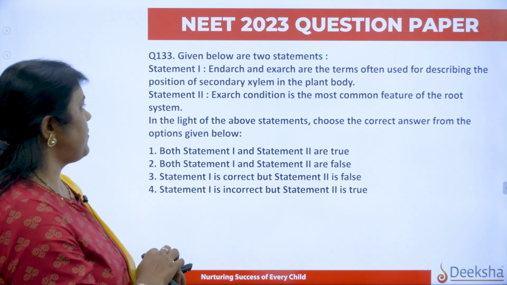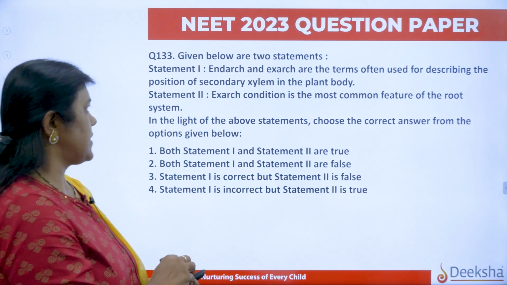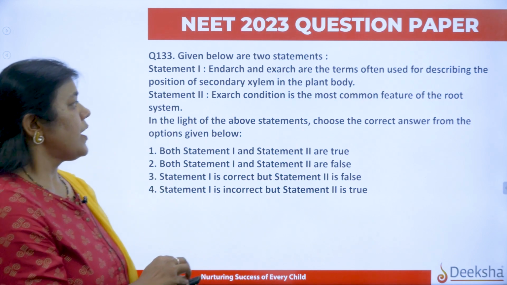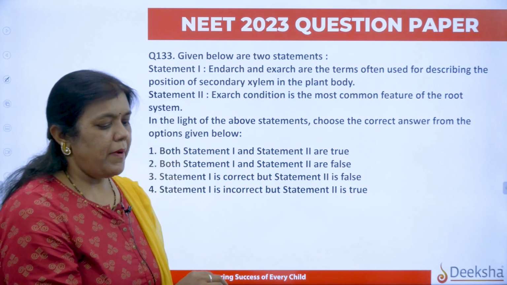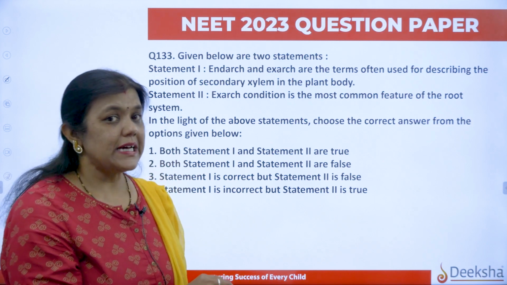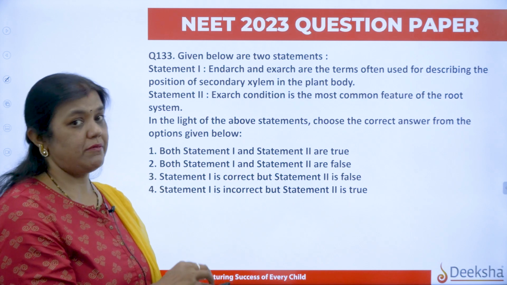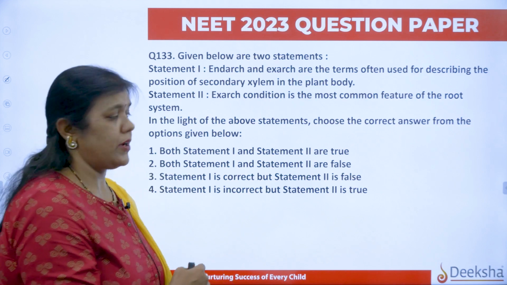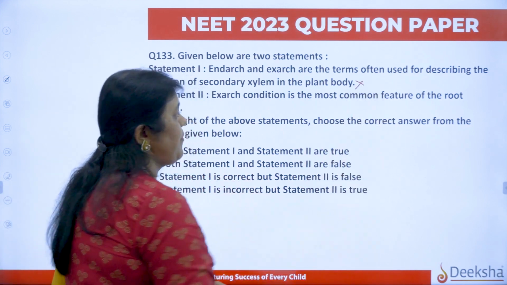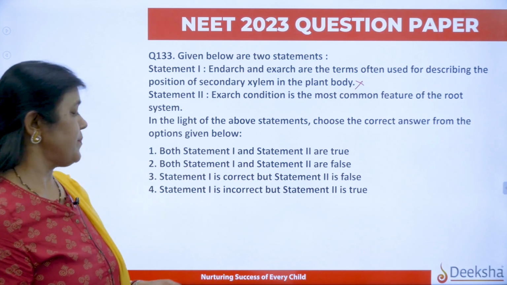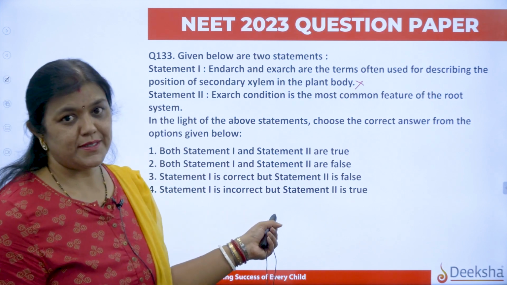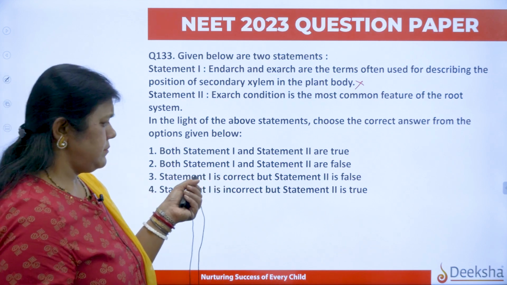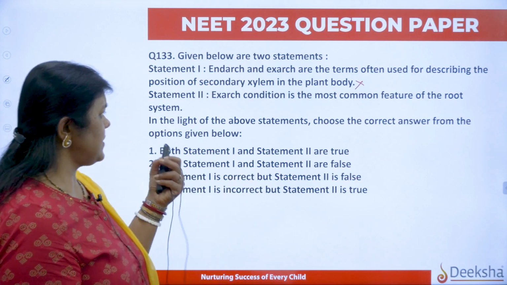Okay, again, statement 1 and statement 2. And you have to choose the correct answer. Endarch and exarch are the terms often used for describing the position of secondary xylem in the plant body. Is it the correct answer? What I told you first: what do you do for the first time when you read the question? You see this and think, is it correct or not? Now at this point of time, option 1 is incorrect. Okay, statement 1 is incorrect. So I think I'm heading towards option 2 also. They're telling statement 1 and 2 both are false. Let's see, read this one.